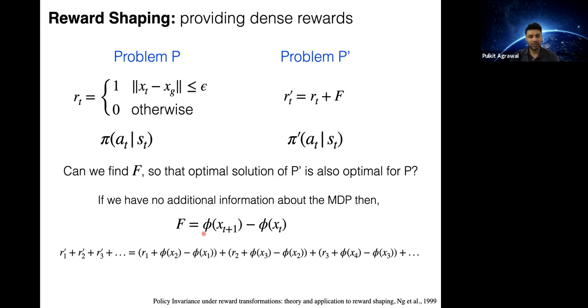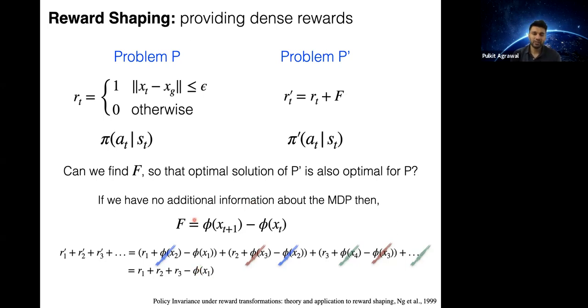The reason this works out is, suppose I have these modified rewards, r1 prime plus r2 prime plus r3 prime. I've just expanded each one of these terms. So r1 prime is r1 plus phi(x2) minus phi(x1). This is the expansion for r2, and this is the expansion for r3. Now, if you notice, phi(x2) and phi(x2) cancel out. Similarly, these terms cancel out, and so on and so forth. So what I end up with is r1 plus r2 plus r3 minus phi(x1), because it only depends on the initial state. If my initial state is the same, then this is just a constant.